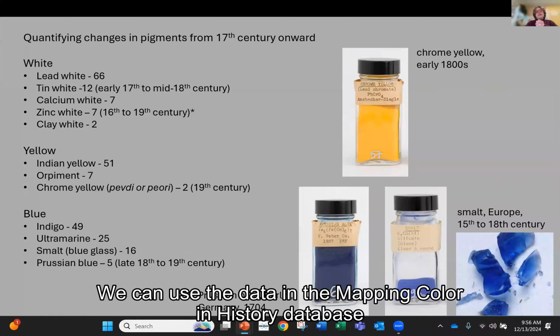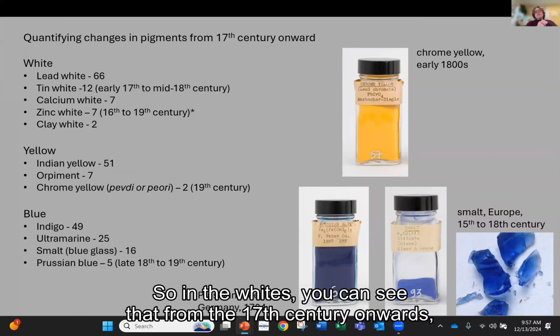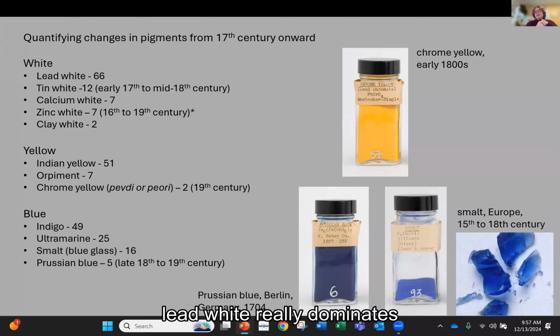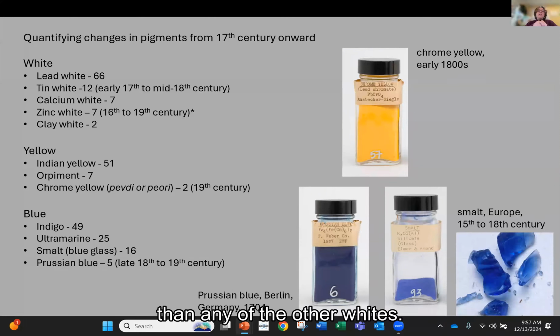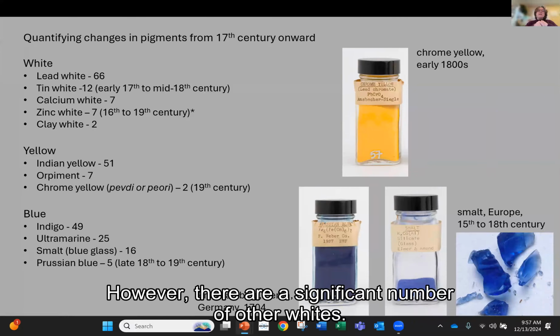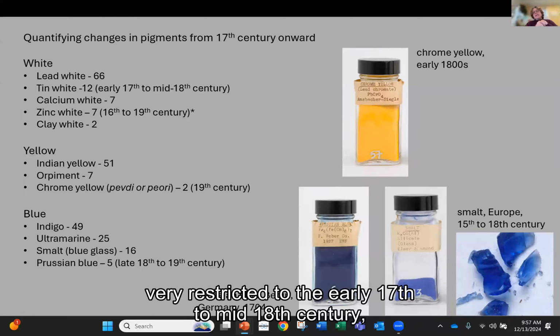We can use the data in the Mapping Colour and History database to try and quantify changes in pigments. So just looking through the data that's available currently in the database, I've tried to count up where we see the different assemblages. So in the whites, you can see that from the 17th century onwards, lead white really dominates and is found in a much higher proportion of manuscripts than any of the other whites. However, there are a significant number of other whites. Tin white, for example, which is a tin oxide, fairly restricted to the early 17th to mid 18th century.